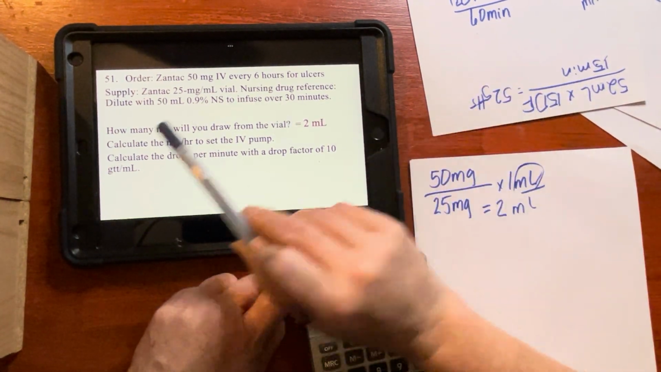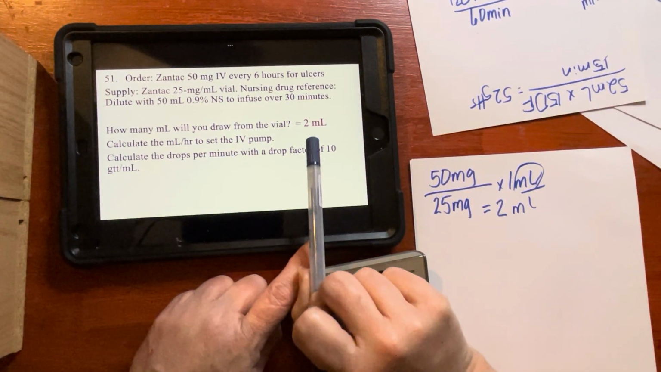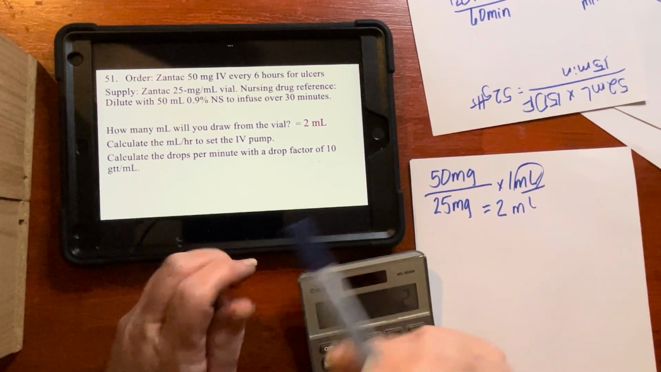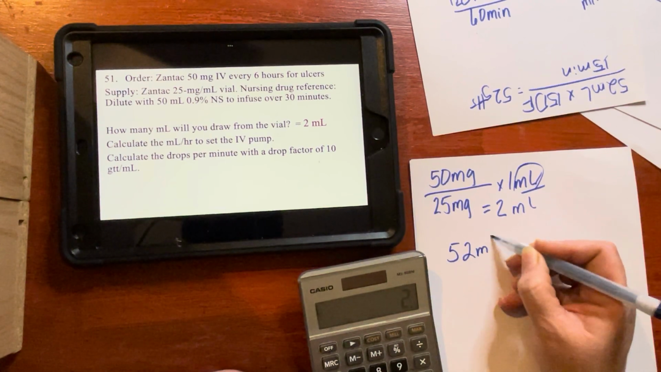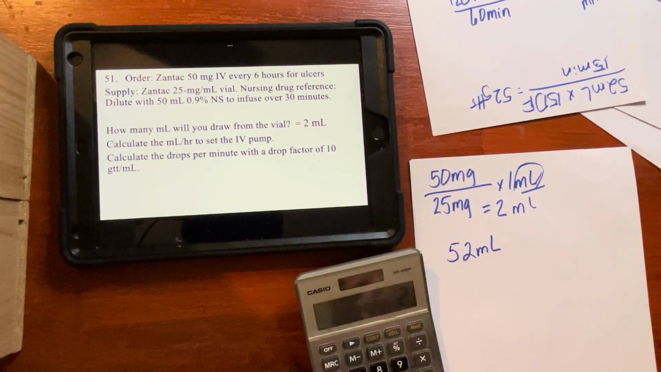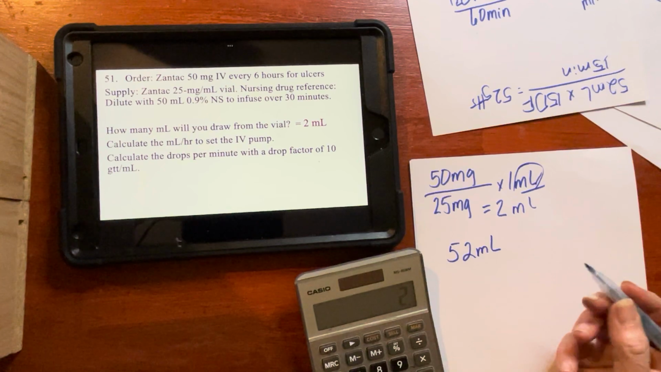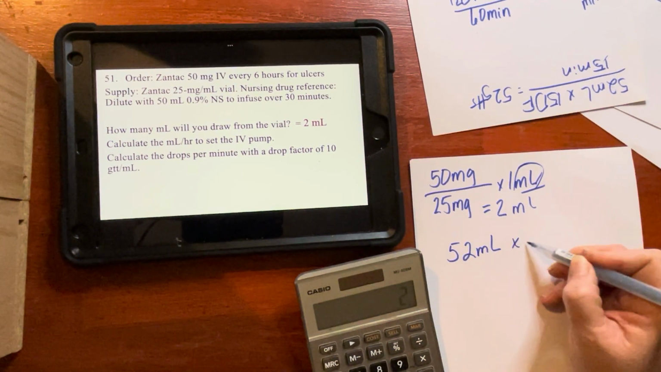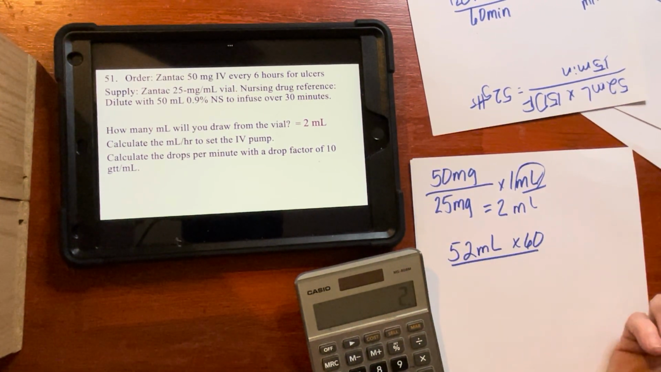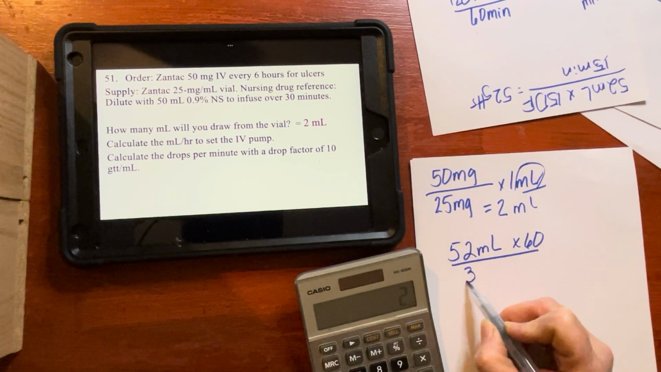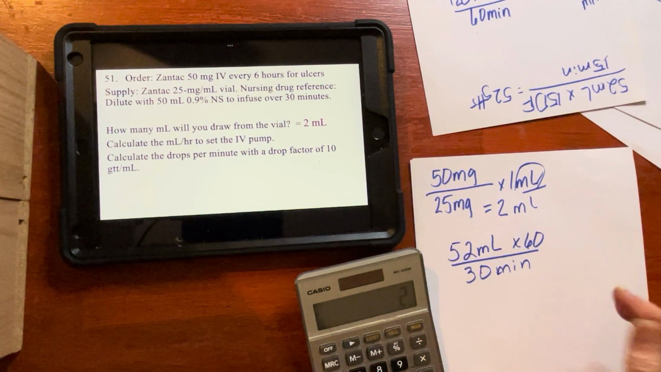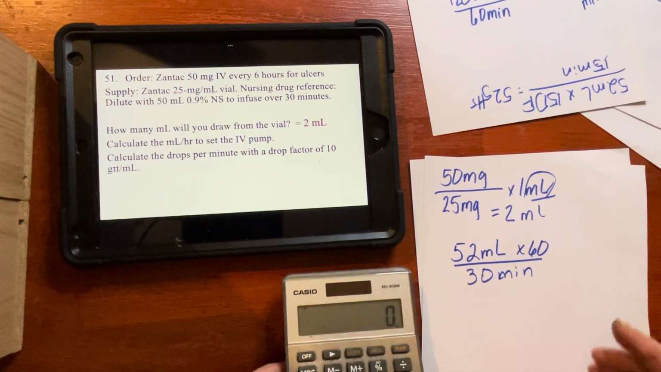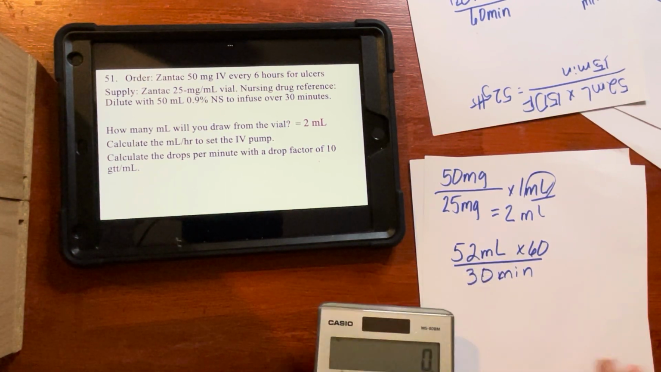And then we got to how many milliliters an hour? We have 2. We got to add to that 50. Just don't forget that. So the total volume would be 52 milliliters. And they want it over 30 minutes. So you know what you need to do. We're dealing with 60 minutes, and then put 30 minutes on the bottom. Now, there are some people who are going to put 0.5. You could, but once again, there's a decimal. And decimals kill somebody.